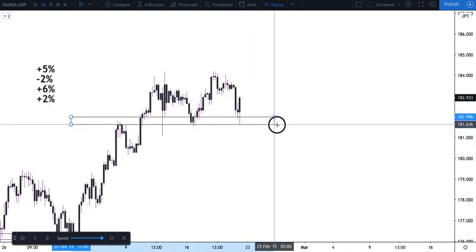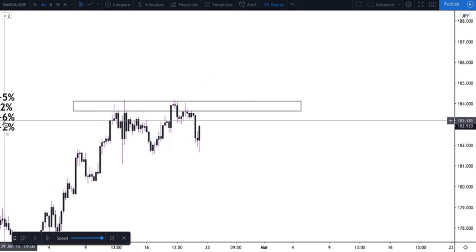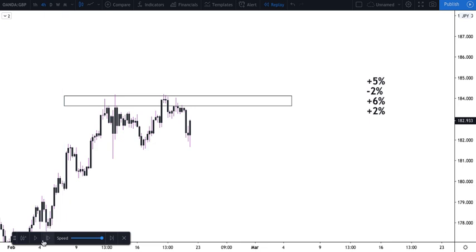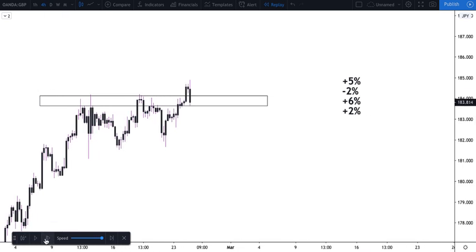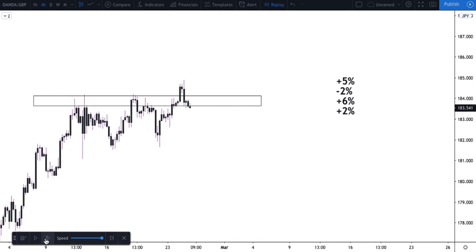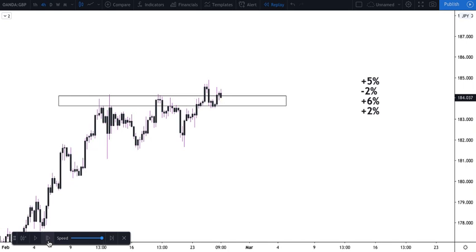Okay, so we just had a rejection again. I'd love to see a break of this resistance level and a continuation. All right, so let's see what happens. Okay, so we're starting to show rejections. We had that break, not quite a retest. Bears are still present. Okay, let's see.